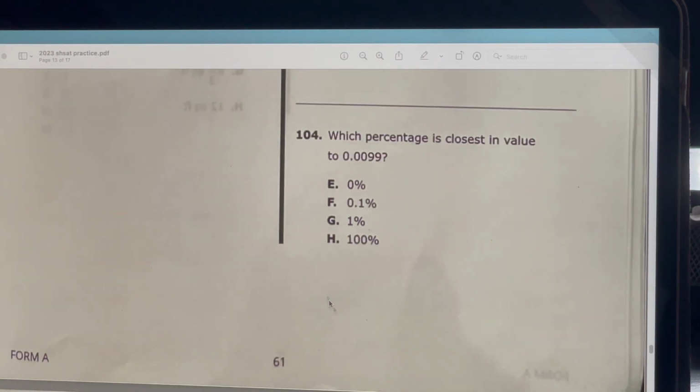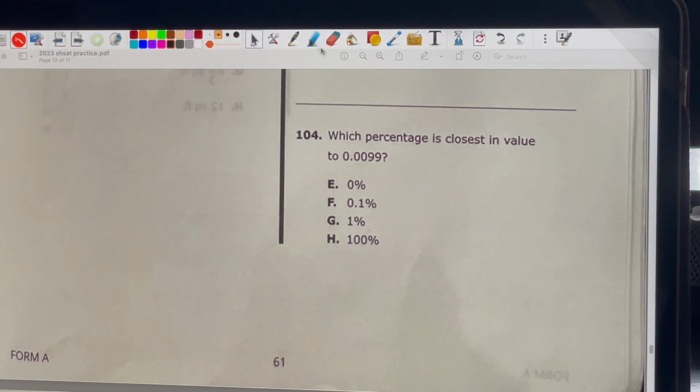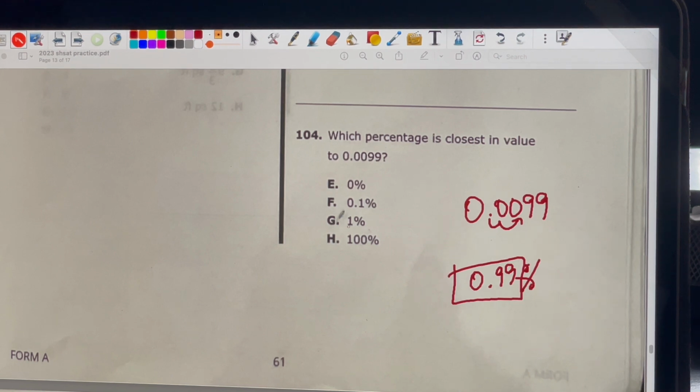What percentage is closest to the value of 0.0099? Remember, it's in decimal form, so to change it to a percentage, we're going to move the decimal 2 places over, 1, 2. So that becomes 0.99, and 0.99% is closest to 1%.